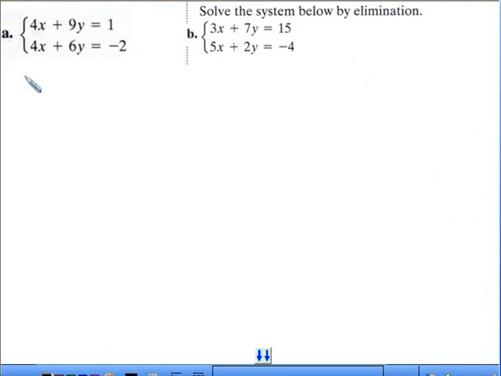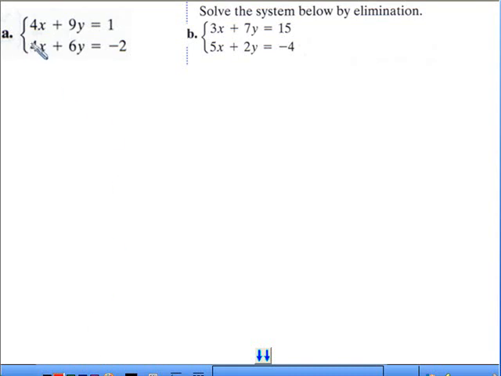Now in this problem right here, if we just add the two equations together, neither of these variables will eliminate. So we've got to do something to get one of the variables to eliminate. First of all, since the 4's are already the same, I know that as long as one of them is negative, they will eliminate. So if this is positive 4x, if the bottom's negative 4, I know that it'll eliminate.